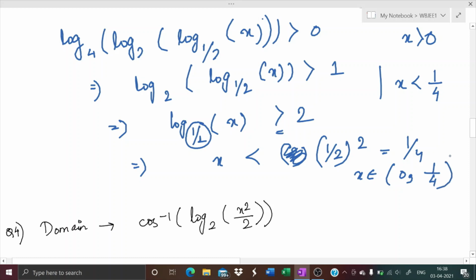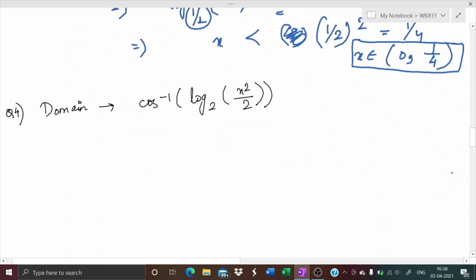This is your answer. I have not given the options. In the exam, your options would be given. And mind it that if it is strictly less than 1 by 4, the bracket would be an open interval, not a closed interval bracket. Okay. Fine. Next question.